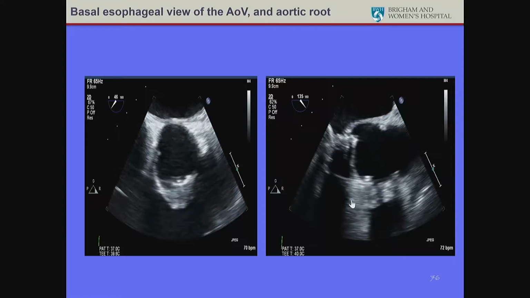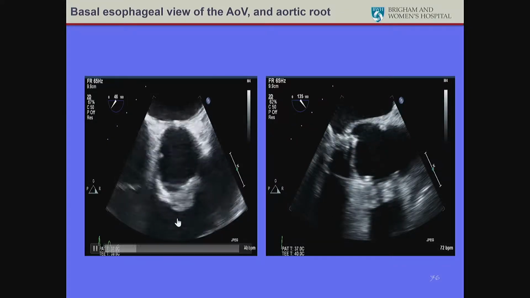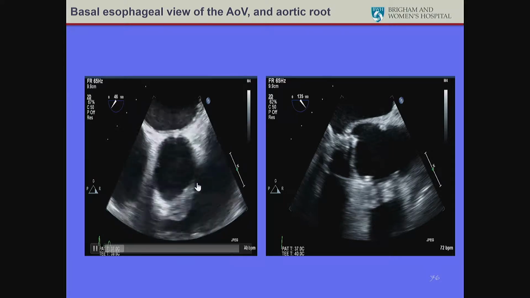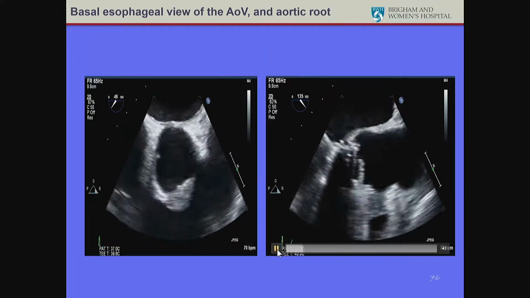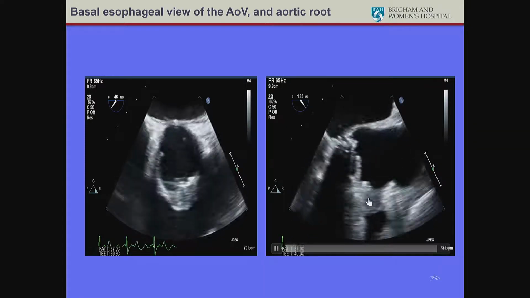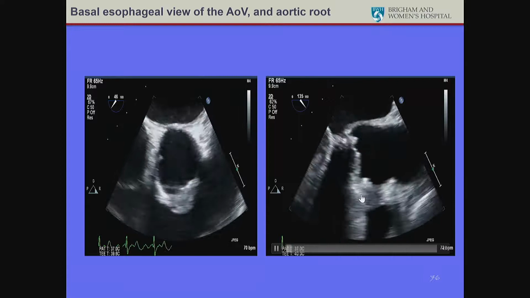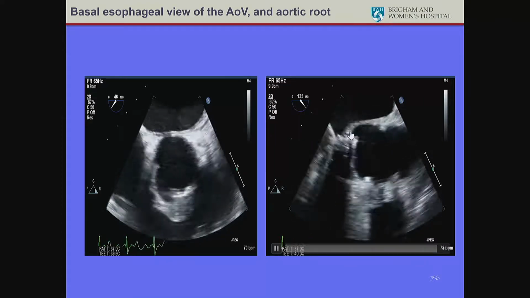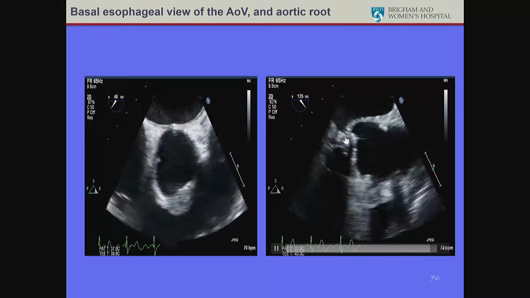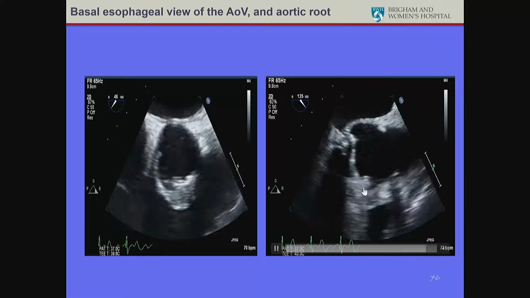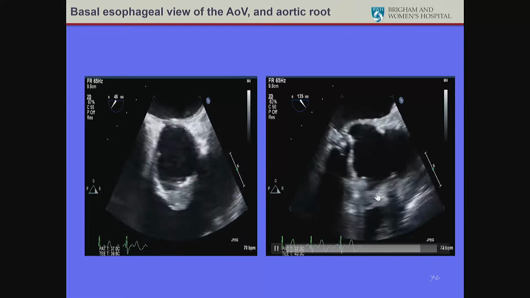So again, I'm just going to show you the abscess, which is seen right here on the basal esophageal view at the level of the aortic valve. There's no evidence of vegetation on the aortic valve leaflets. And this is the anterior aortic root, which is abnormally thickened. This should normally be pencil thin, as you see above here. This is the posterior aortic root, which is normal. This is the location of the anterior aortic root abscess.